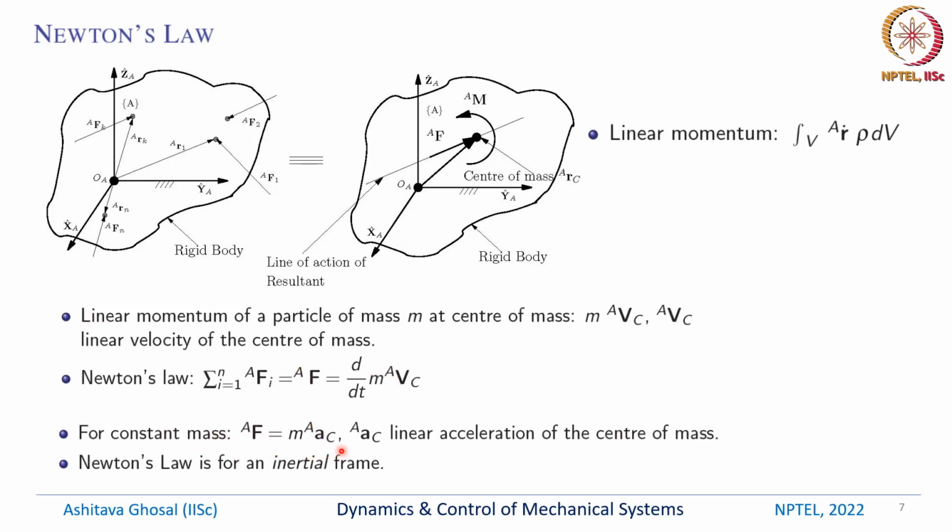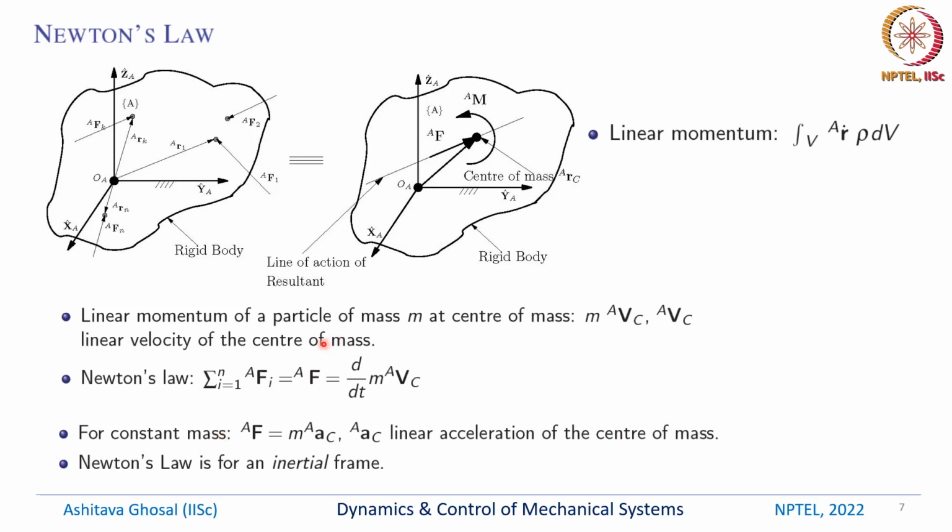This is a very well known standard expression of Newton's law, that the force which is acting on a rigid body will result in an acceleration, which is denoted by F equals ma. And what is this AC? It is the linear acceleration of the center of mass.